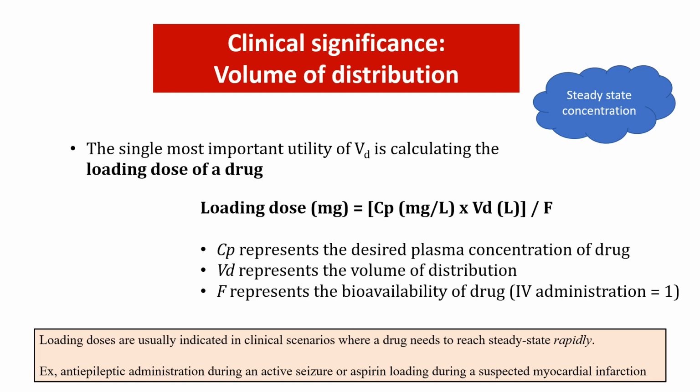An example of a loading dose is in a condition like epilepsy, when a person is undergoing seizures. In that case, we have to give a bolus dose to the patient. Phenytoin is given as a loading dose, which means we give a high dose of phenytoin, and after that the dose is maintained. Similarly, aspirin is also given as a loading dose during a suspected myocardial infarction.